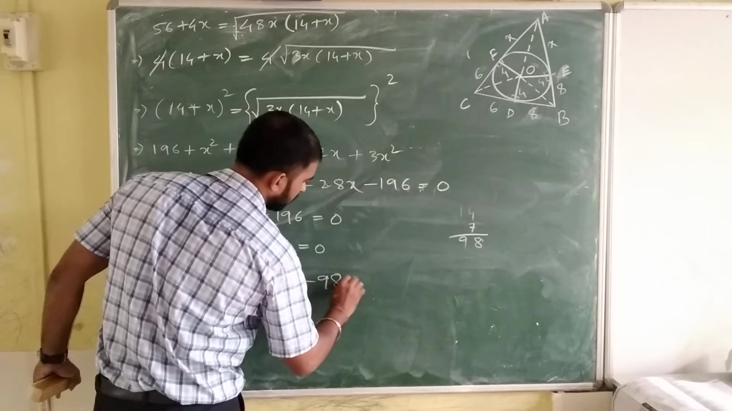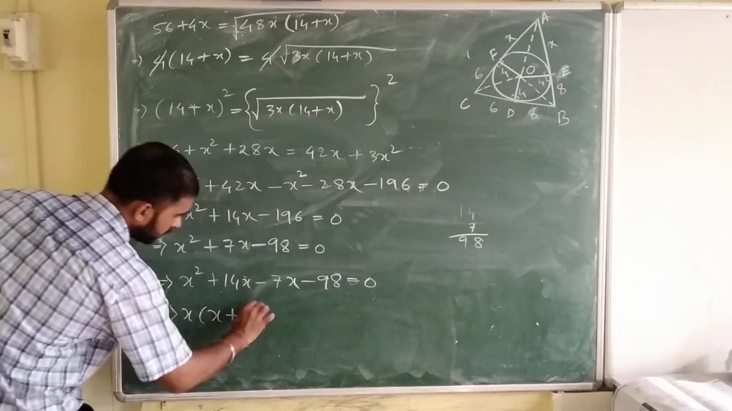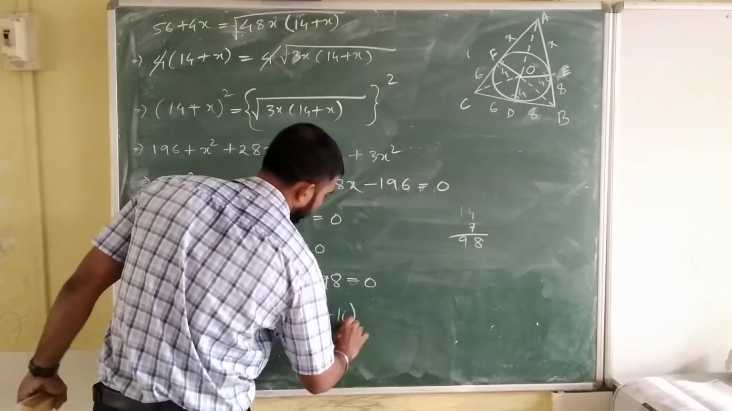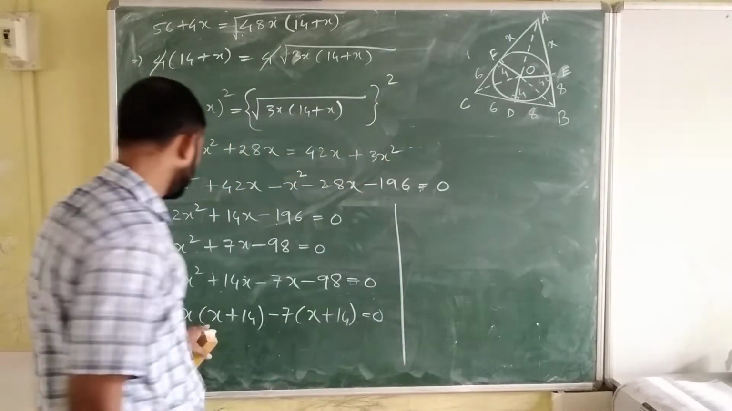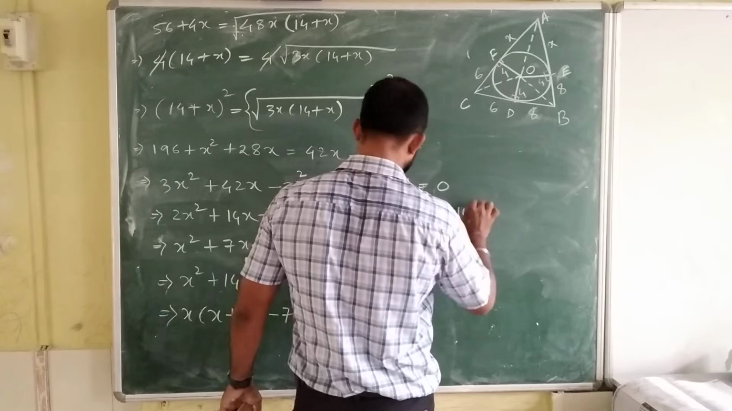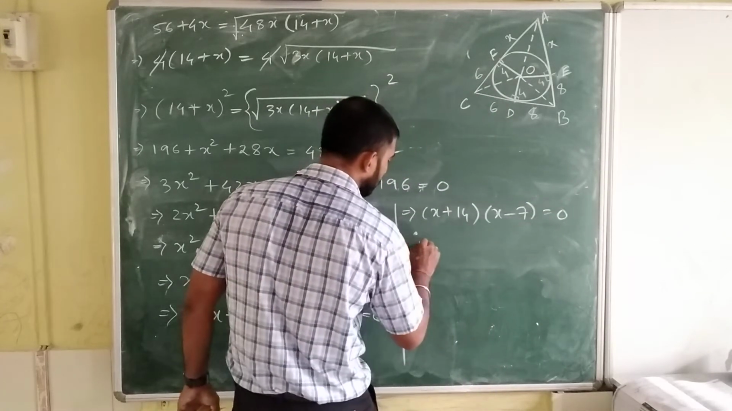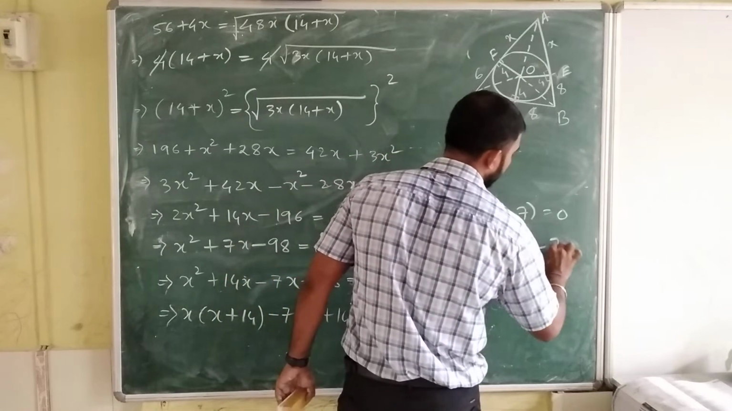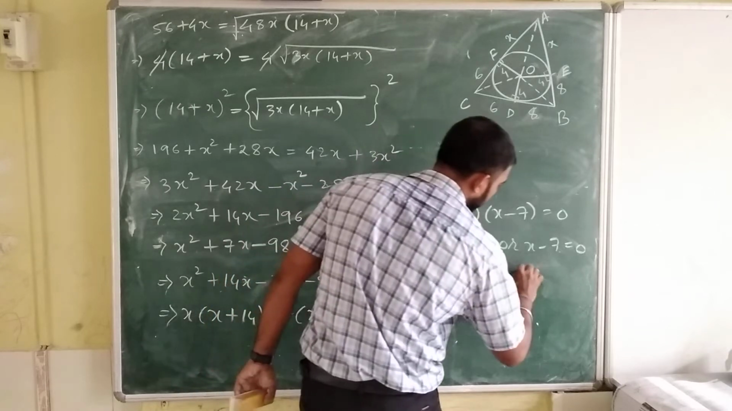Minus 98 equal to 0. So (x + 14)(x - 7) = 0. Therefore, x + 14 = 0 or x - 7 = 0, which implies x = -14 or x = 7.